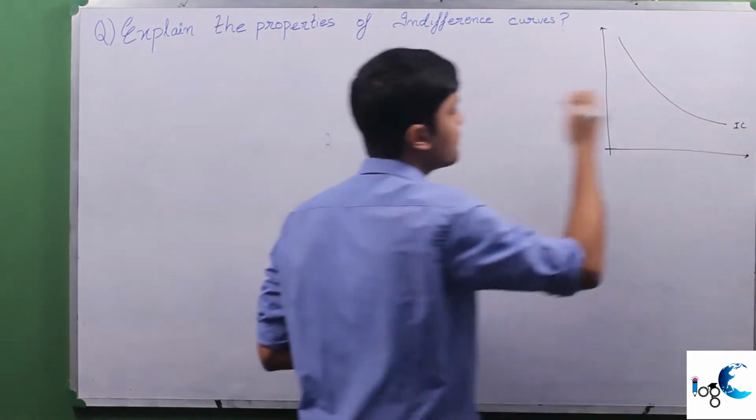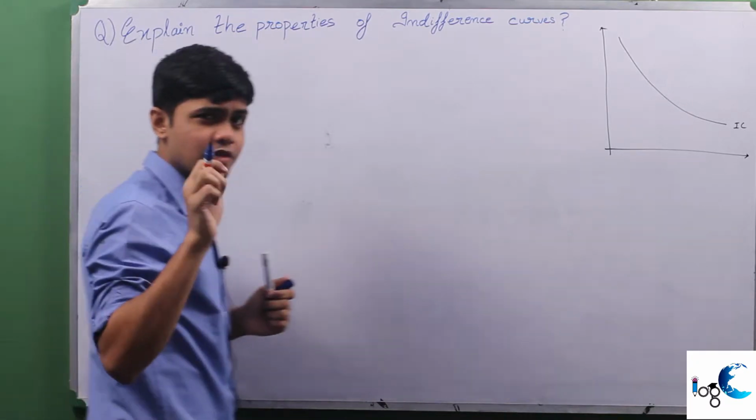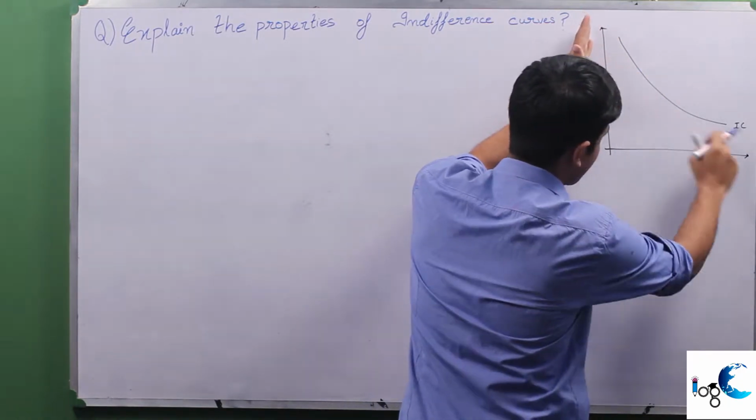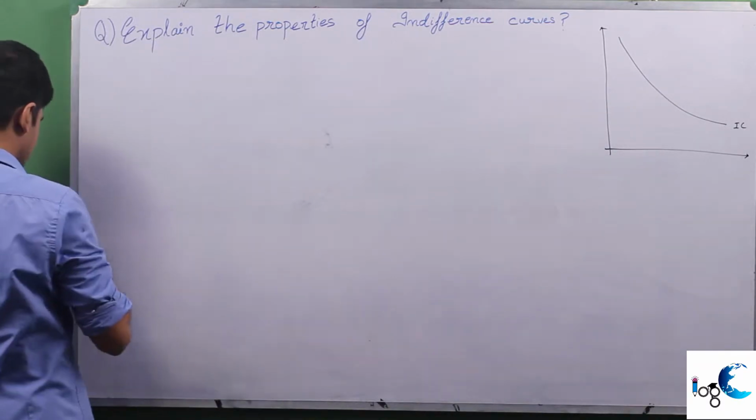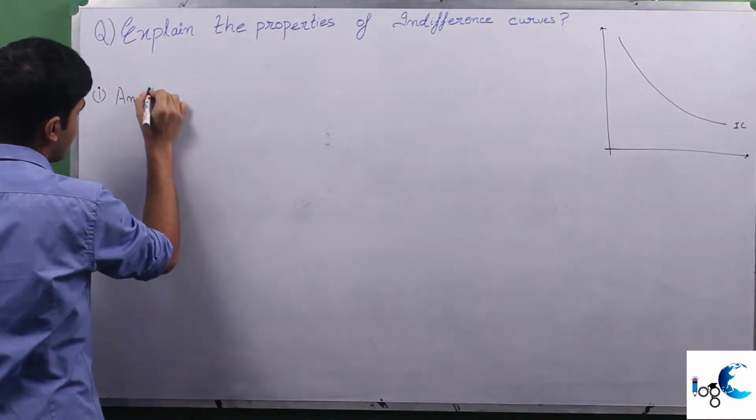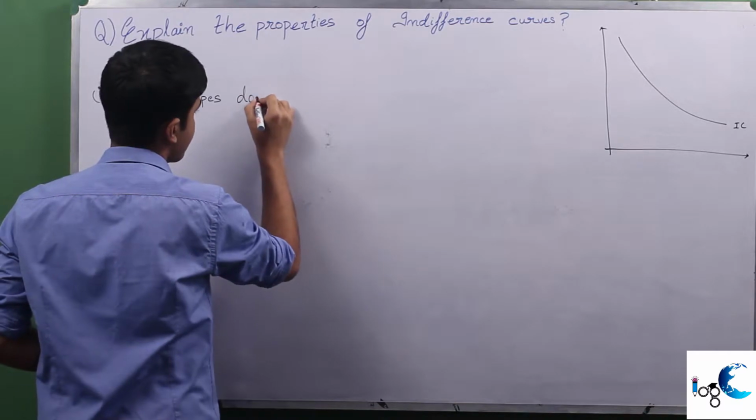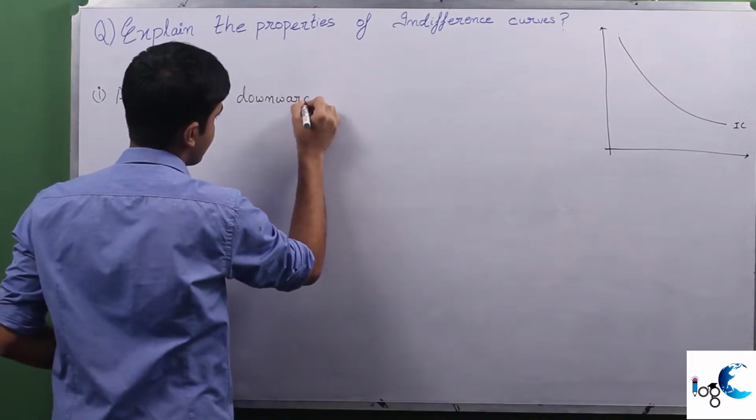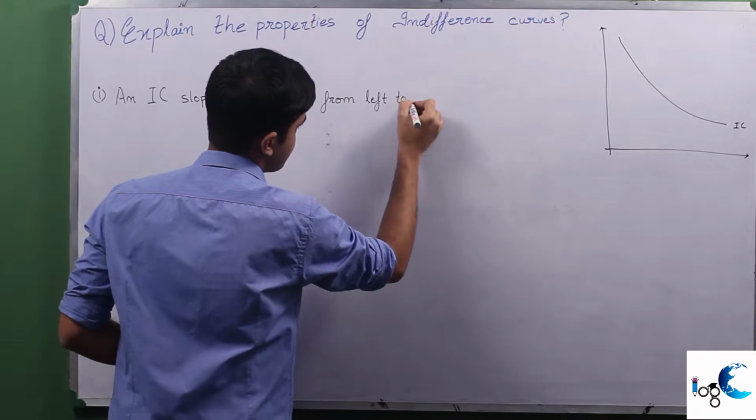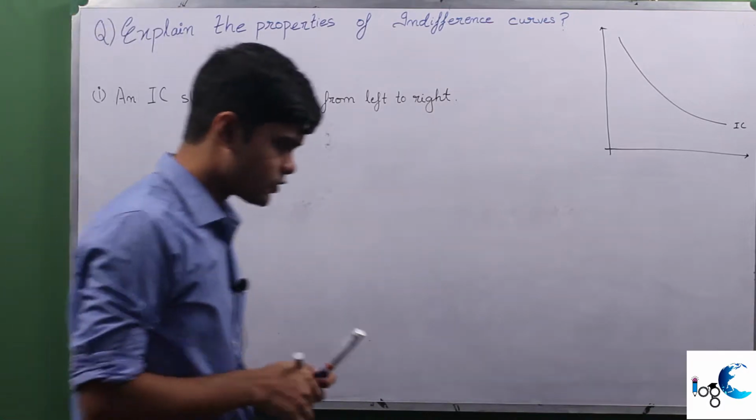An indifference curve looked like this. If you remember from the previous sections of the video, indifference curve looks like this. So from this indifference curve we can infer one property, that is, an indifference curve slopes downward from left to right. So this is a property.